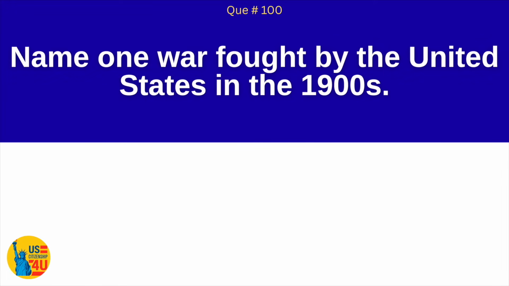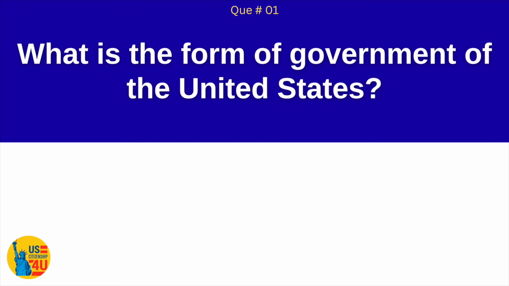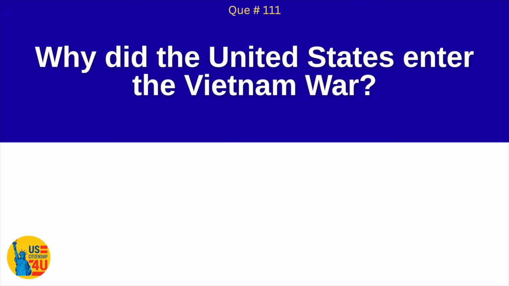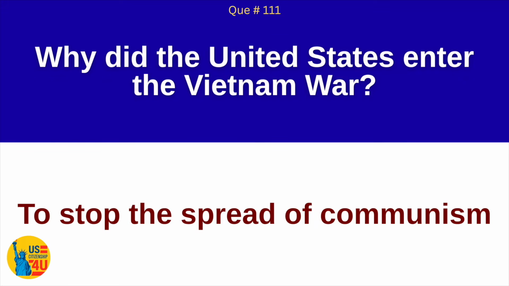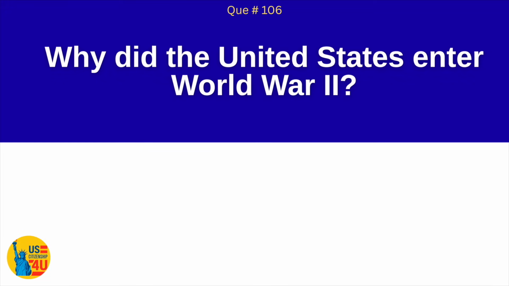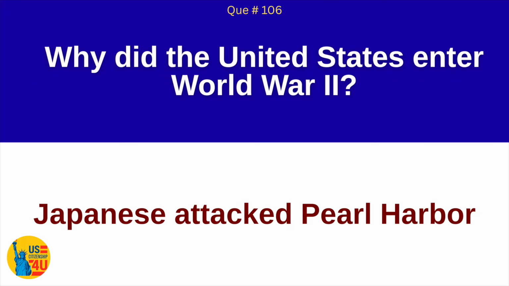Name one war fought by the United States in the 1900s. World War I. What is the form of government of the United States? Republic. Why did the United States enter the Vietnam War? To stop the spread of communism. Why did the United States enter World War II? Japanese attacked Pearl Harbor.